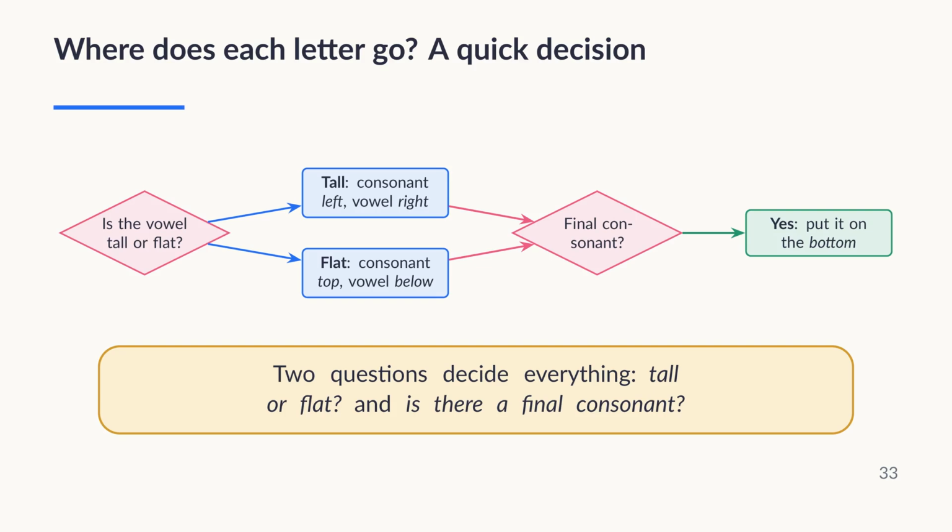If yes, it always goes on the bottom of the block, spanning the full width, regardless of which layout you chose for the first 2 letters. That is the entire placement system. Follow the arrows. Start by asking tall or flat, arrange the consonant and vowel accordingly, then ask whether there is a final consonant, and if so, drop it on the bottom. 2 questions and every block is placed correctly. This is why Korean text looks so orderly. Every syllable is assembled by the same 2 decisions.